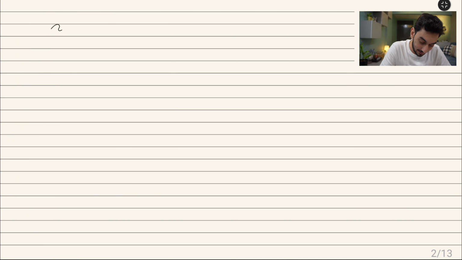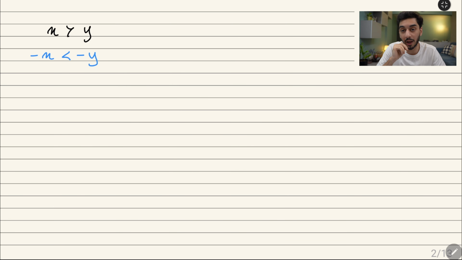Let us say that X is greater than Y. So if X is greater than Y, then negative X would be less than negative Y. This means that if I change the sign on both the sides, the inequality flips. If the sign on both the sides has changed, then the inequality should flip. That is the rule. Let us take an example for this and we should understand it better.